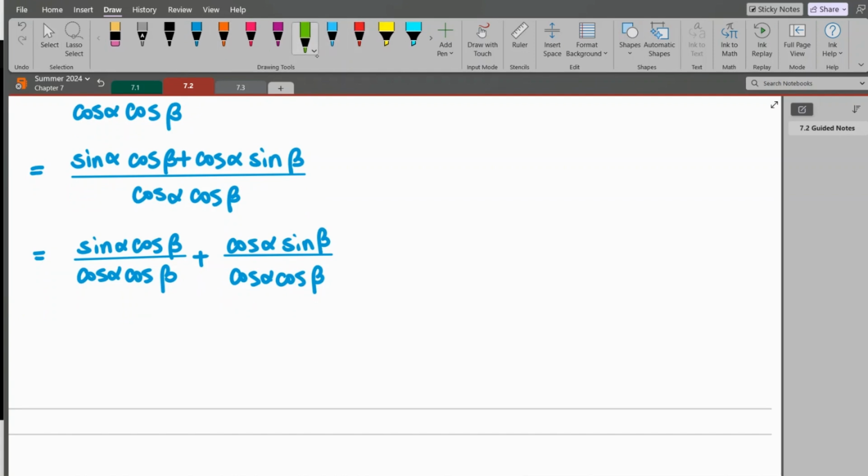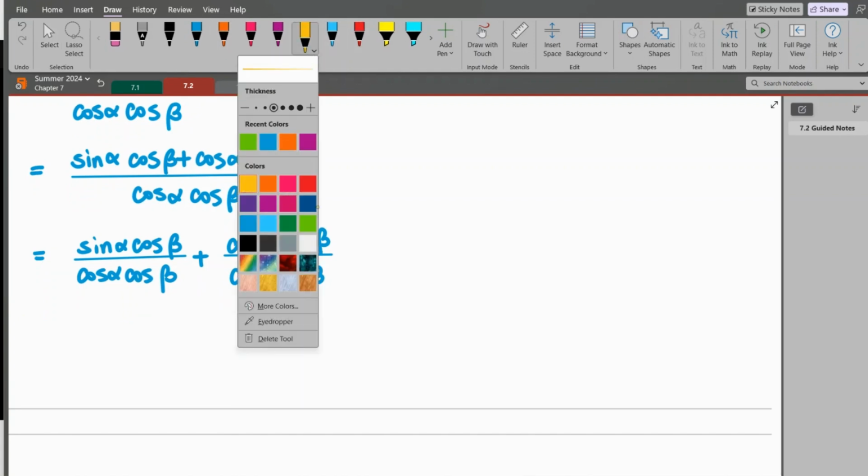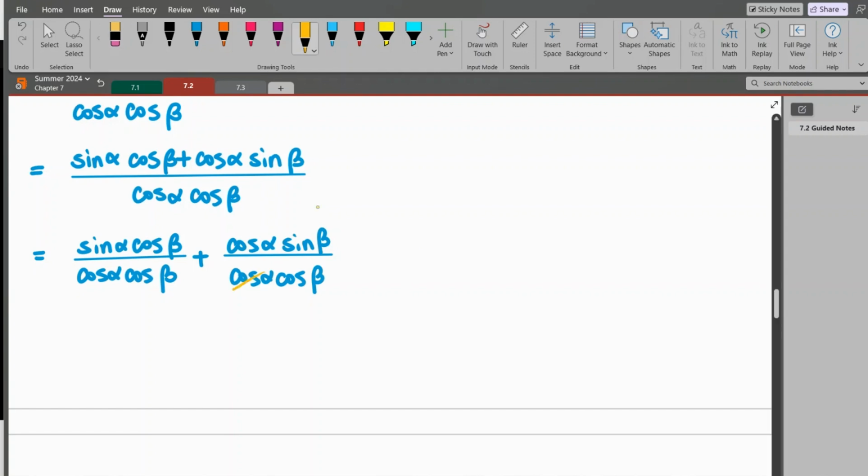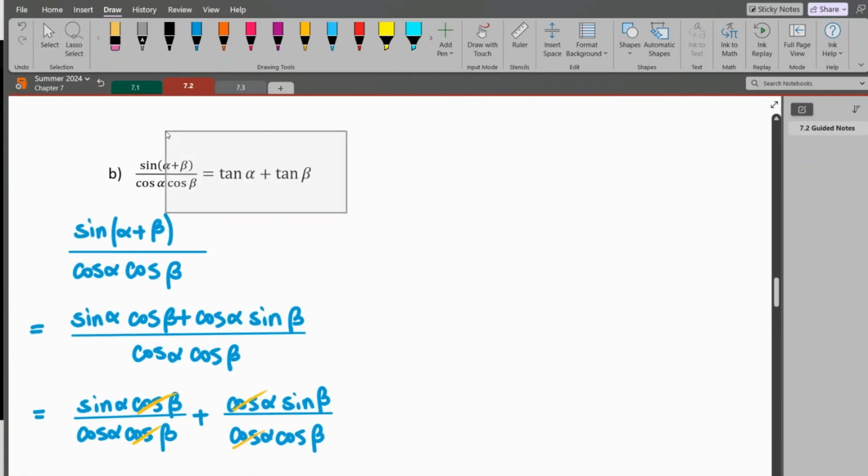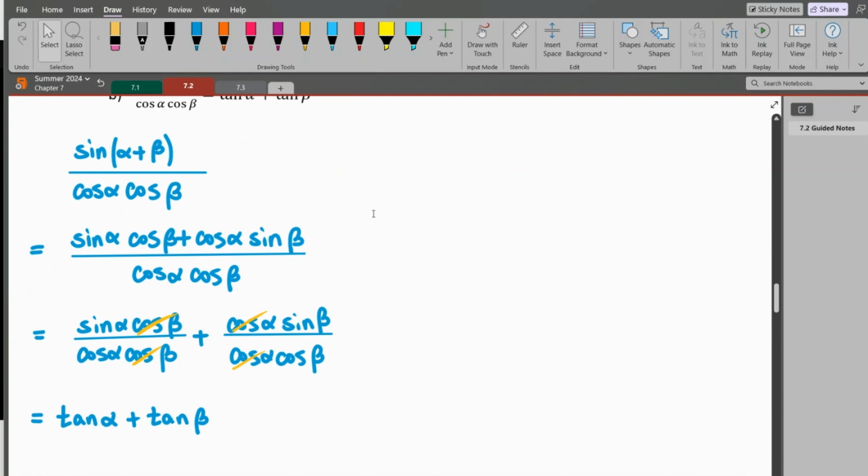I think some things are going to cancel here. Let's see. So it looks like we're losing our cosine alphas over here, and then our cosine betas over here. And then sine alpha over cosine alpha, that's tangent alpha. And sine beta over cosine beta, that's tangent of beta, which is the right-hand side of that identity that we started with. So we verified this identity.